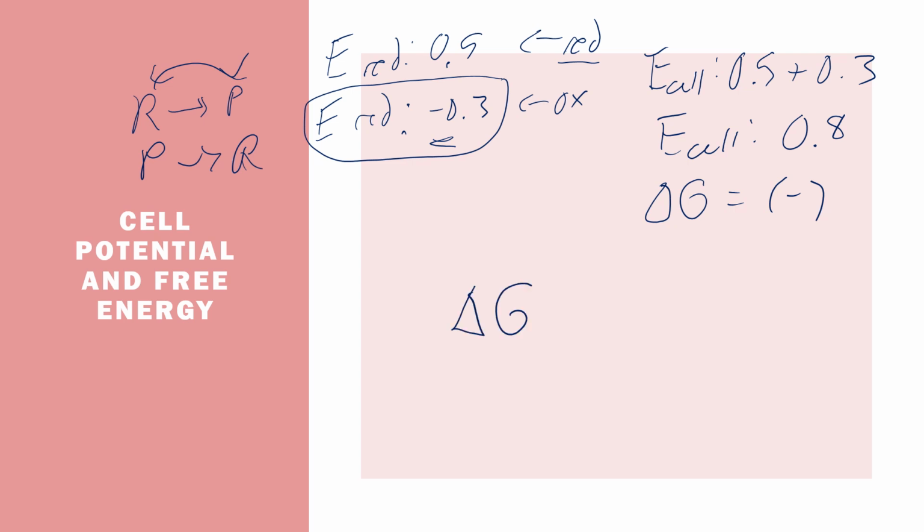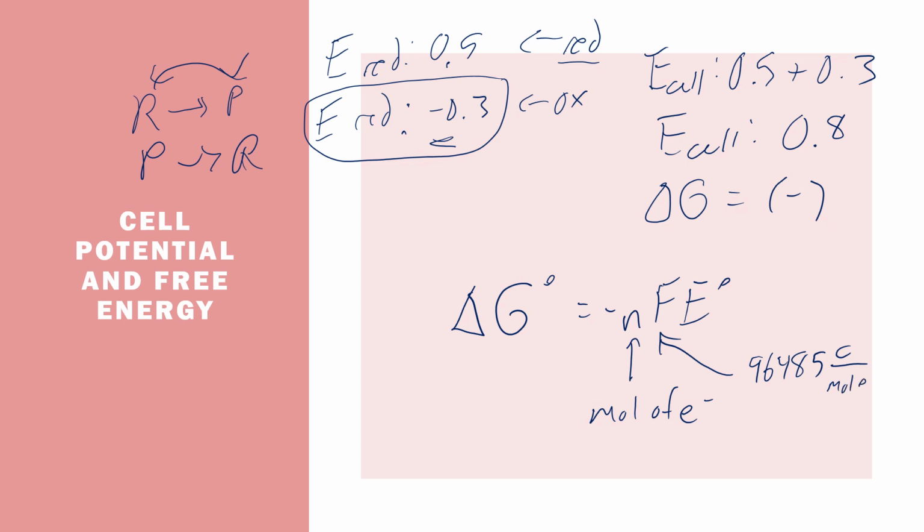Delta G at standard conditions is equal to negative nFE, where delta G is your Gibbs free energy. n is the moles of electrons that are being transferred in that process. F is Faraday's constant, which is on your formula sheet. It is 96,485, and the unit for that is coulombs per mole of electrons. And then E, at standard conditions, is your overall cell potential.